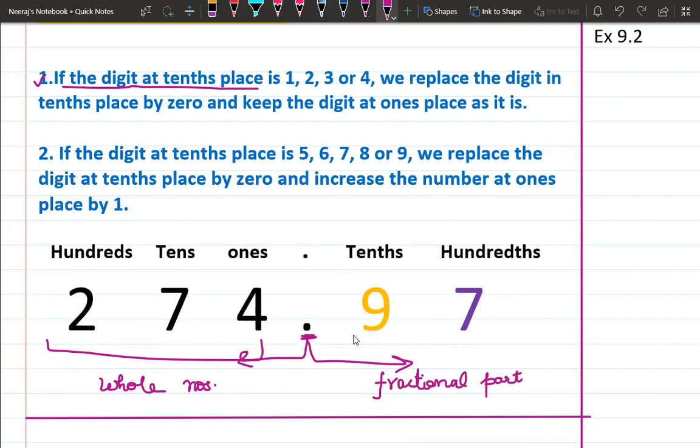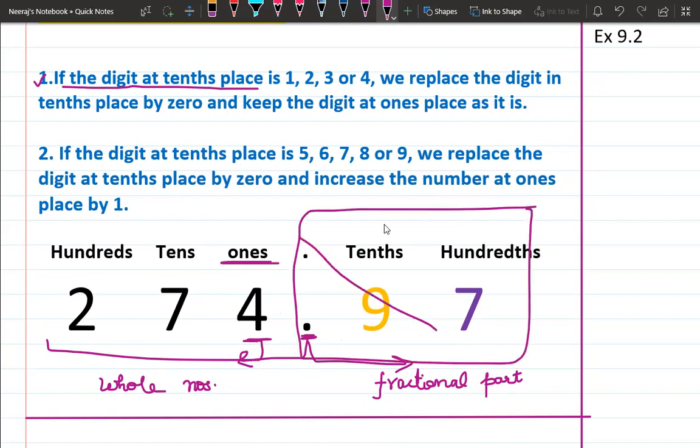So let's learn about this number. Before the decimal point, we can see the digit is 4. This is a whole number. 274 is a whole number because it comes on the left side of the decimal point. Here the 4 has its place at ones. If I remove the fractional part, just cut this part, you will see the whole number on the left hand side, which we have been learning.